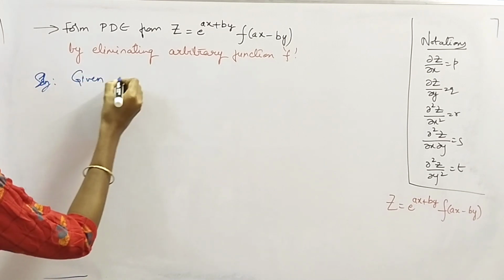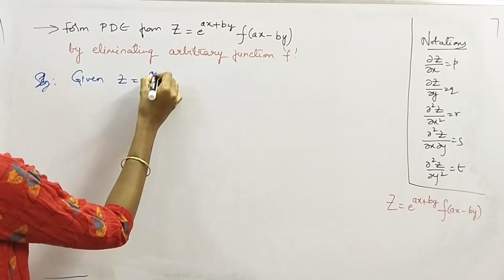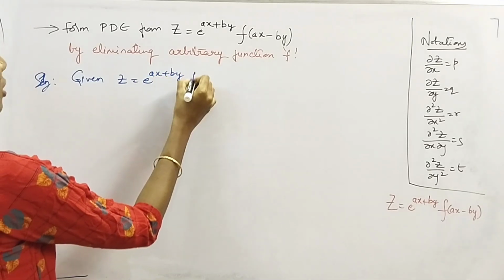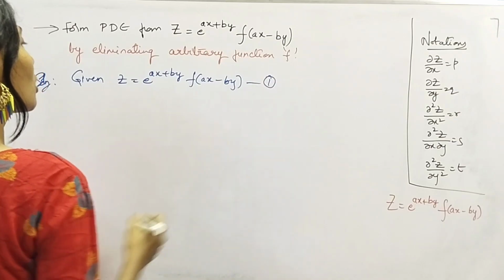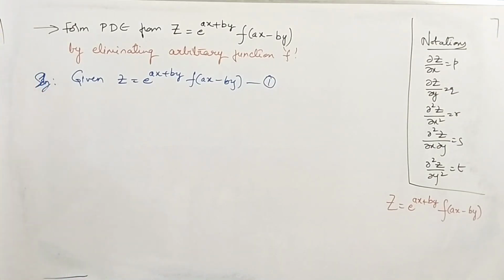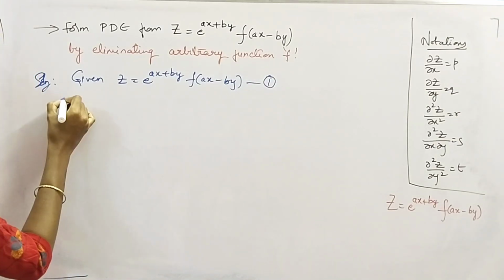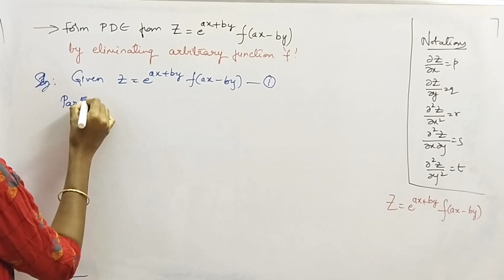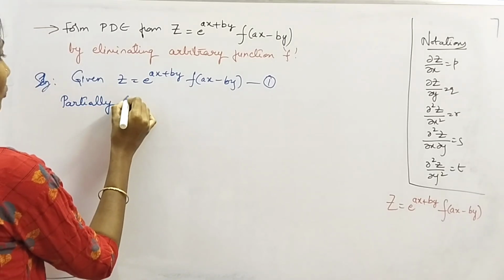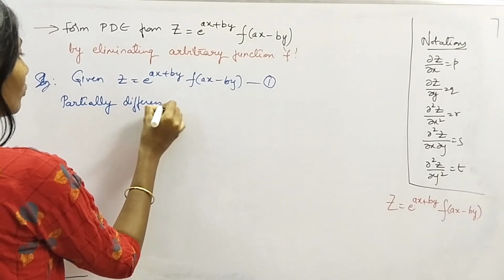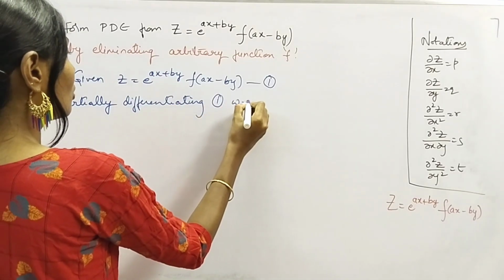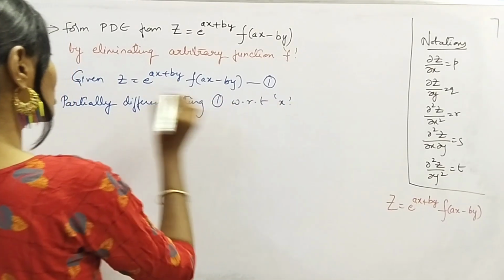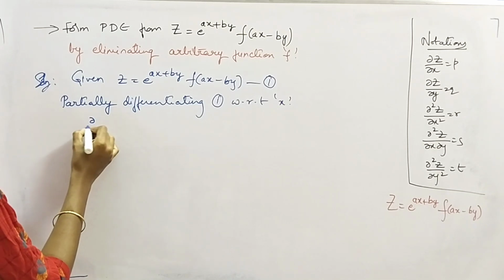Given z equal to e power ax plus by into f of ax minus by, right? Consider as equation number 1. Now let's partially differentiate it with respect to x. Partially differentiating one with respect to x. Just apply dou by dou x on both sides of the equation.